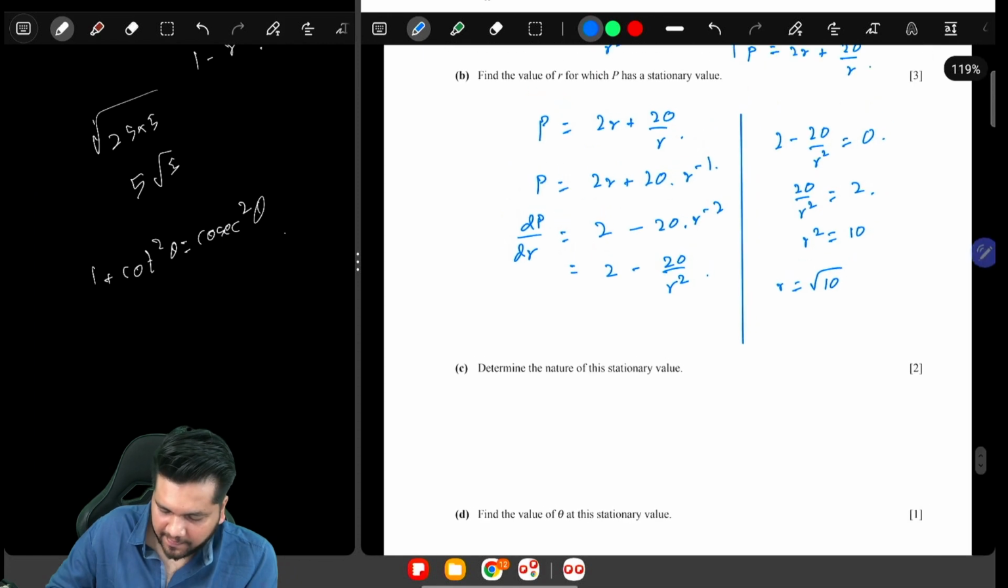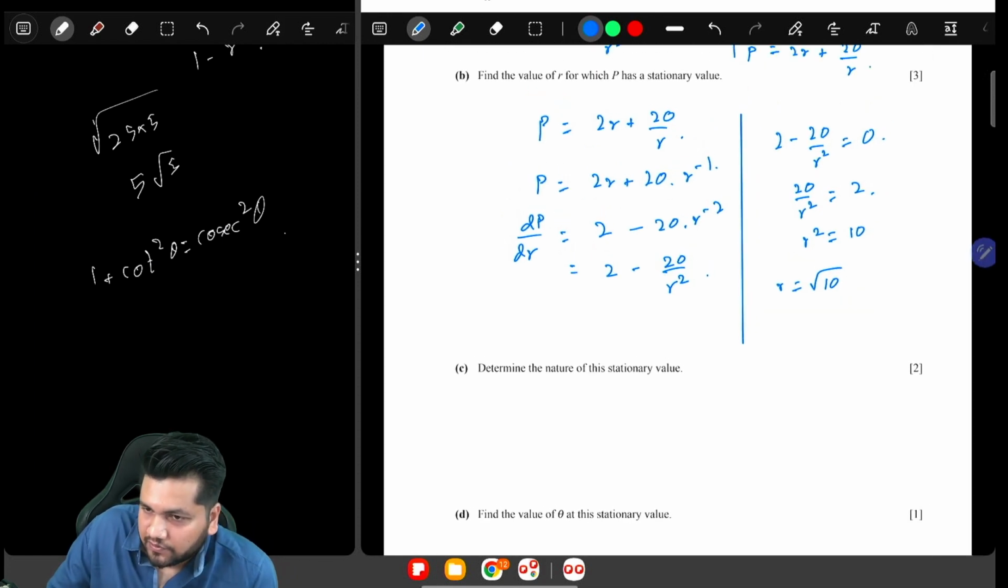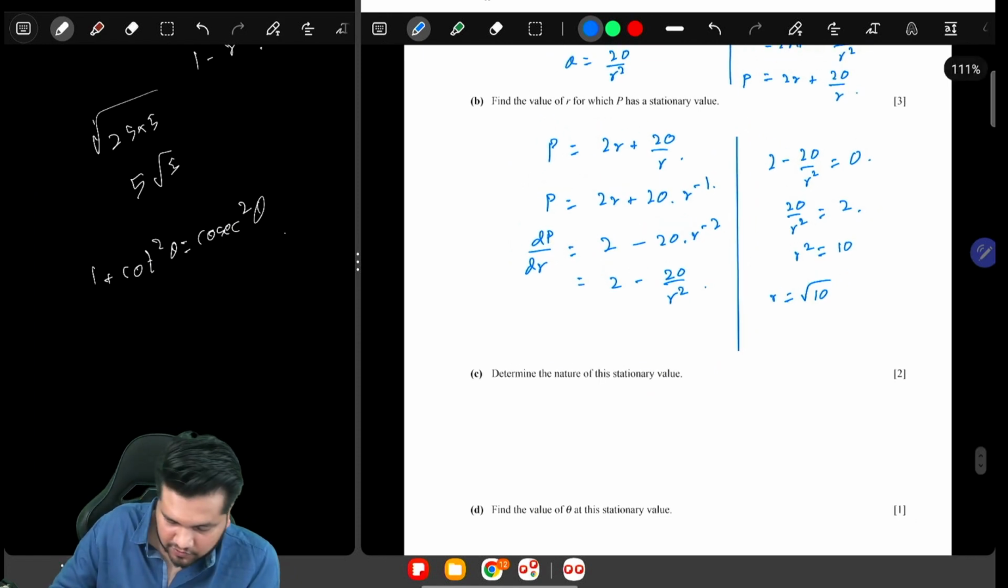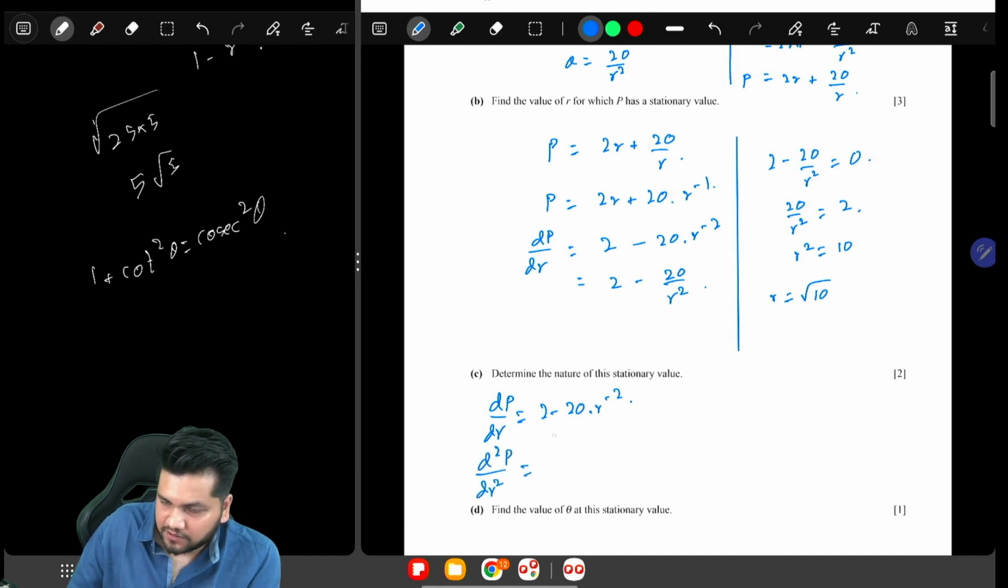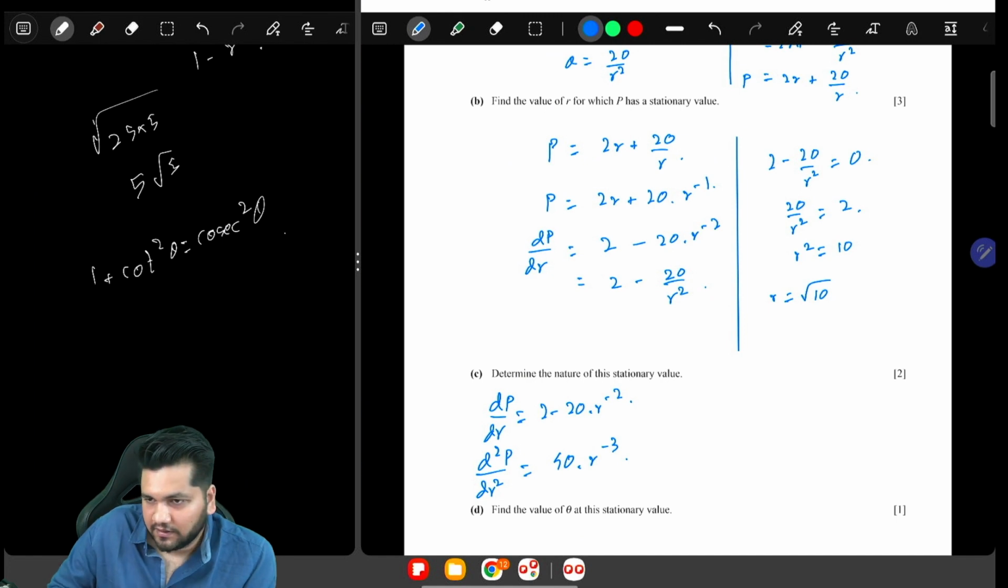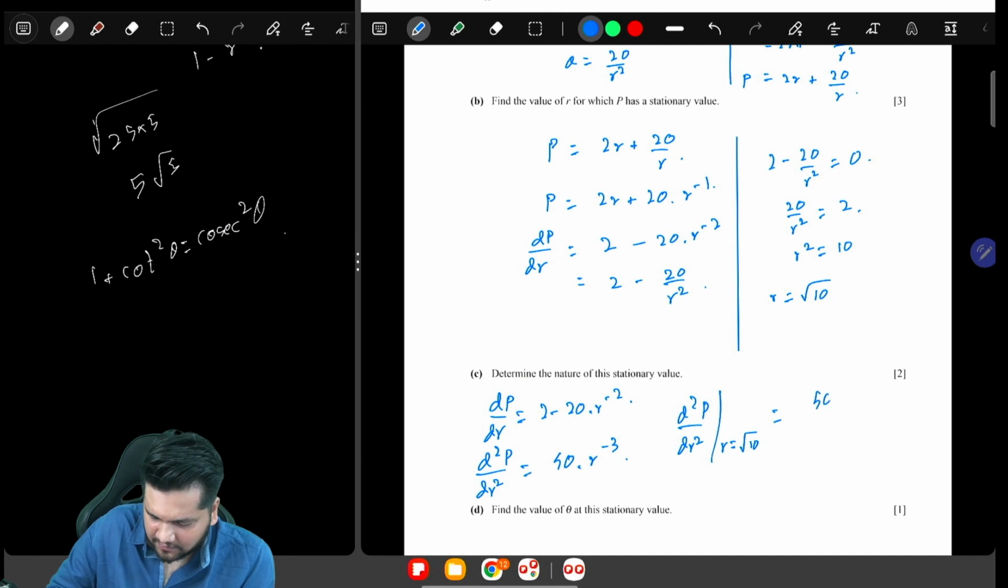Determine the nature of stationary value. Now see, at r equal to root 10, whether it's maxima or minima. So all you have to do is, again, differentiate this thing. So we know that dP by dR is 2 minus 20 into r to the power of minus 2. So we'll do d2P by dR square. Derivative of constant is 0, and this is going to be plus 40 into r to the power of minus 3. Now obviously, we won't put a negative value, so if I put r equal to root 10 in this equation, we'll get positive. So d2P by dR square at r equal to root 10 would be 40 by root 10 cube, which is greater than 0, so therefore it is a minimum.